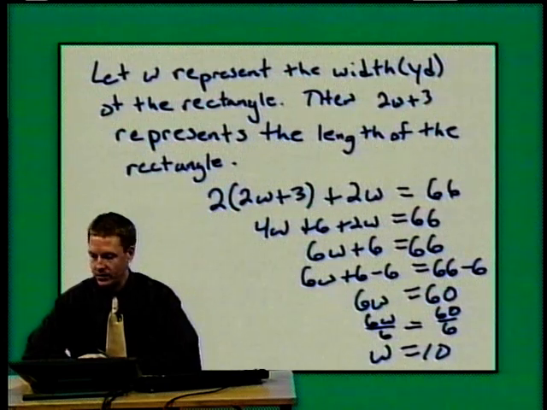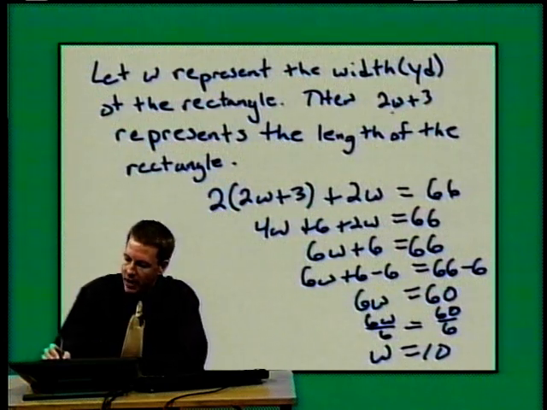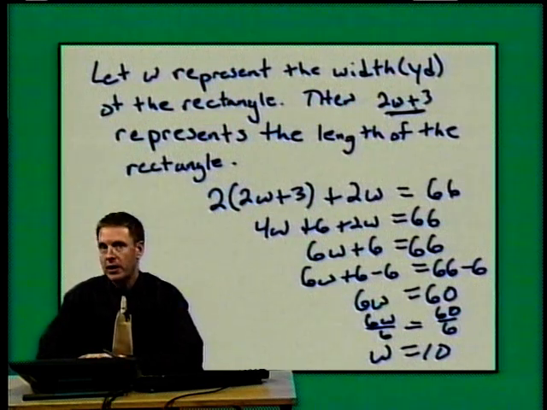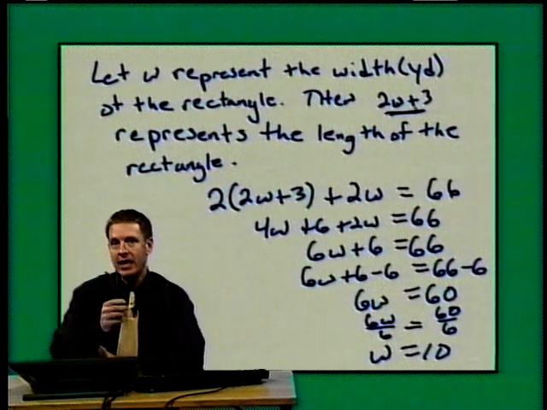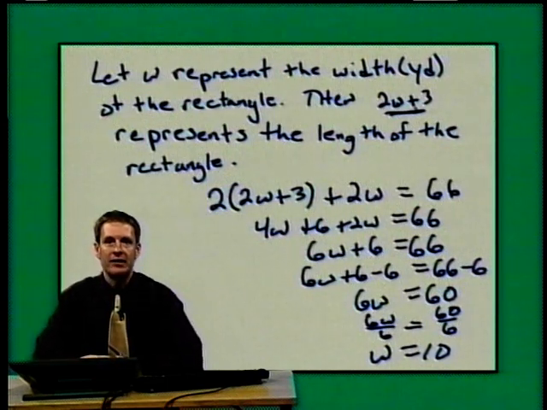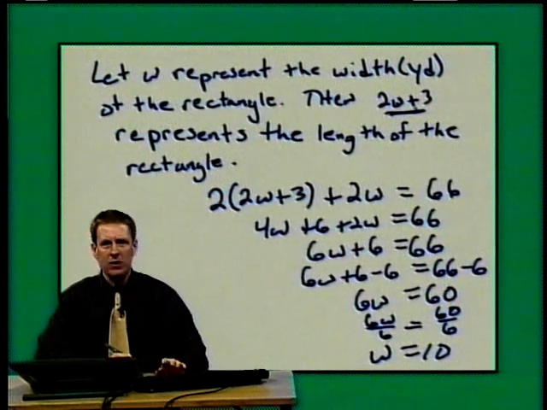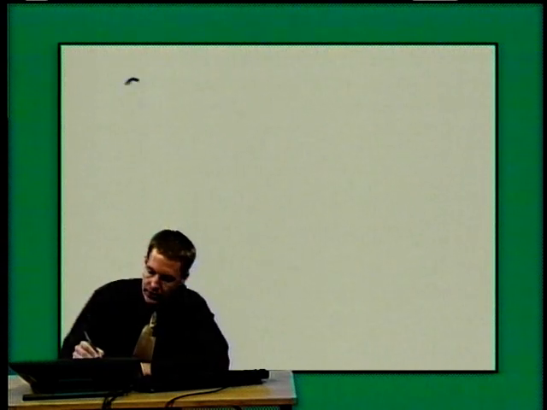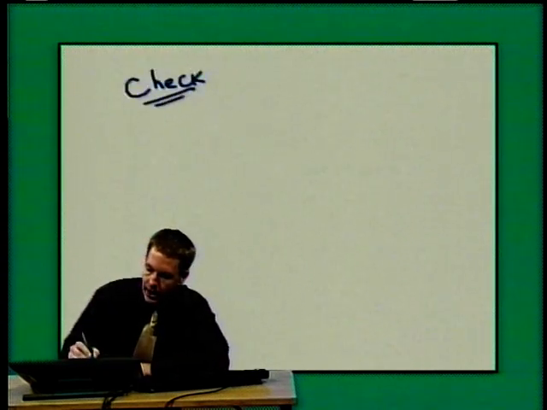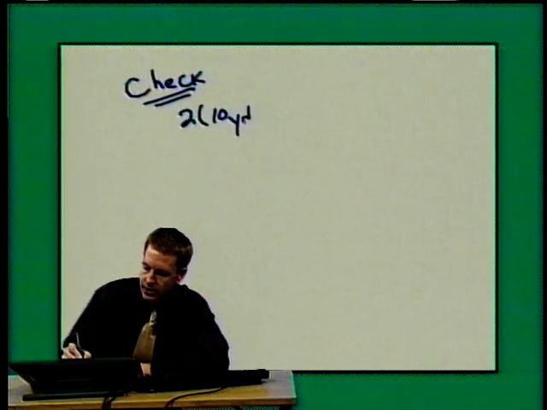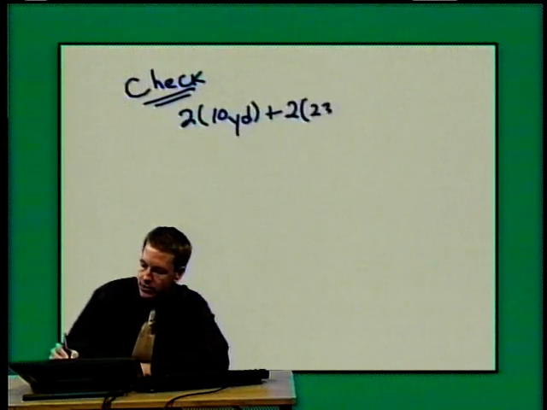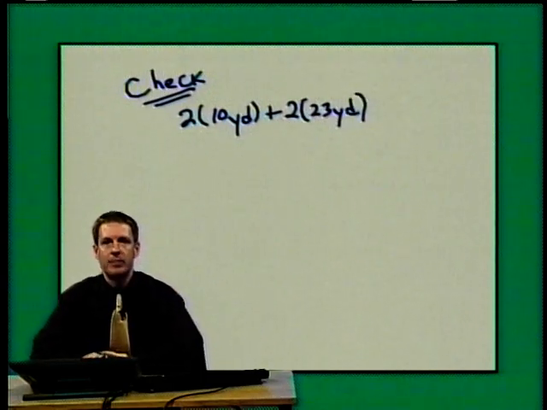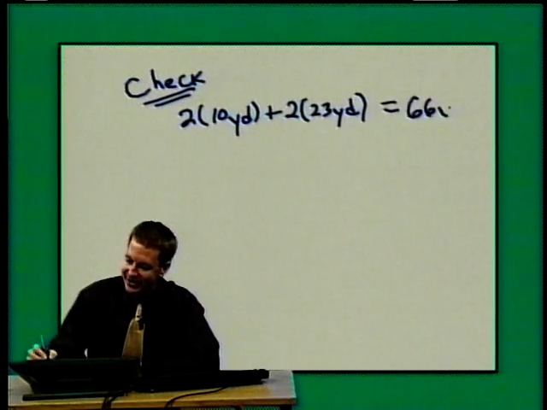If the width of the rectangle is 10 yards, since the length is represented by 2 times the width plus 3, 2 times 10 is 20, and 20 plus 3 is 23. So I think the solution here is that the width is 10 yards and the length is 23 yards. But I do want to check my numbers and make sure that they add up. So let's do a little check here. If we take 2 times 10 yards, and we add to that 2 times 23 yards, that's going to be 20 yards plus 46 yards, which is 66 yards.